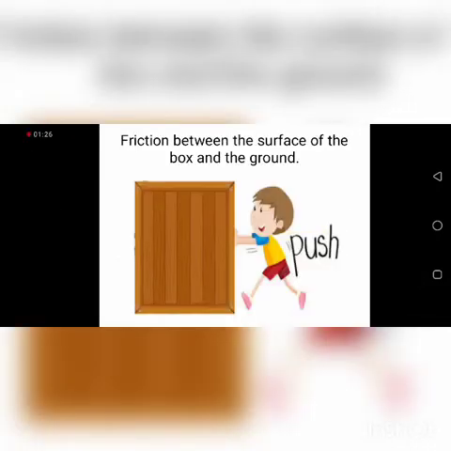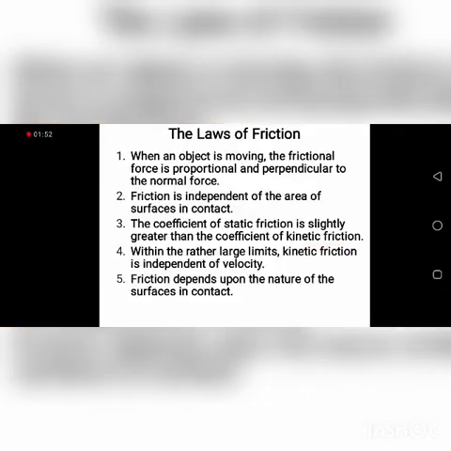So look at the boy that is pushing a bus on the surface. There's friction between the surface of the bus and the ground. And the boy will find it easier if the surfaces in contact between the bus and the ground are smooth than when the surfaces are rough. So friction is very high when surfaces are rough.